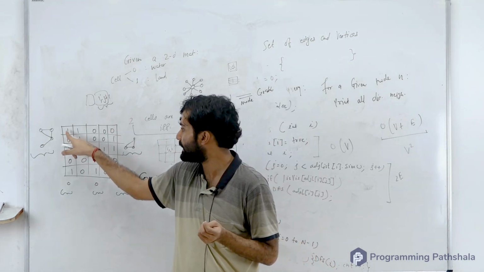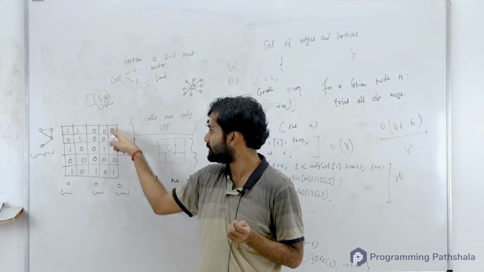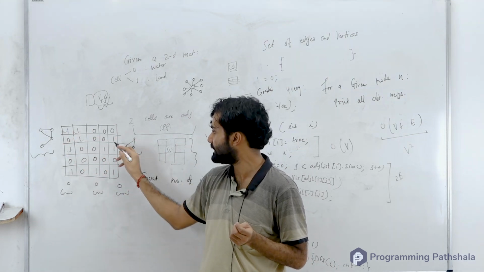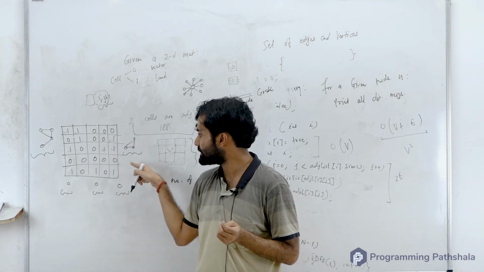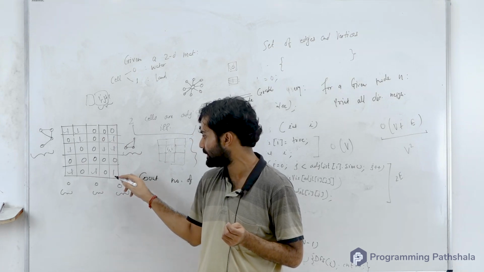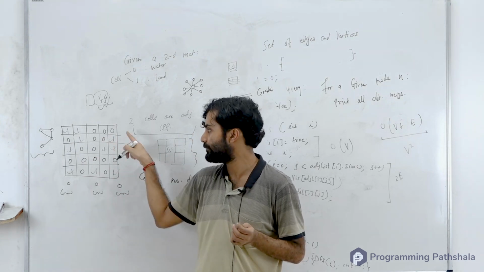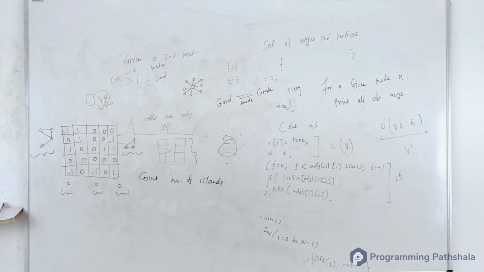So if you make a DFS call here, you visit this, this, this and this. And now the next one that you have not visited is this. So when you make a DFS call here, you visit this, this and this. Next one not visited is this. Once you make a call here, you just visit this, and then you make a DFS call here, and then here. So 5 DFS calls, and that's how you get your job done. This way you can very easily solve the problem.